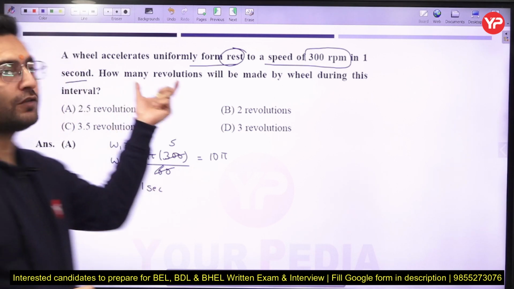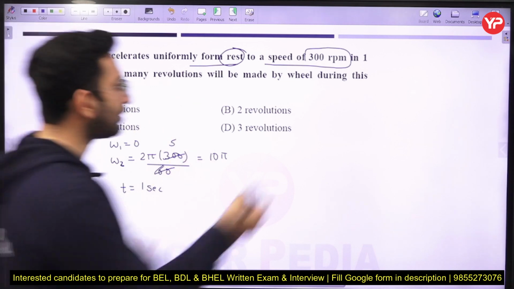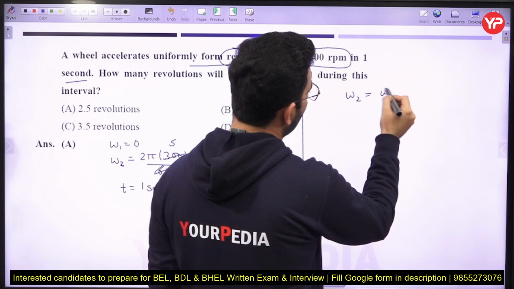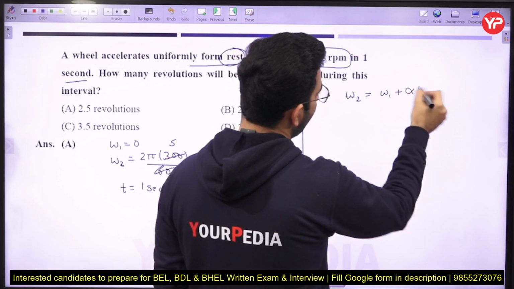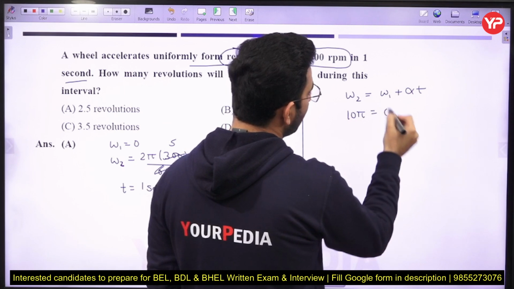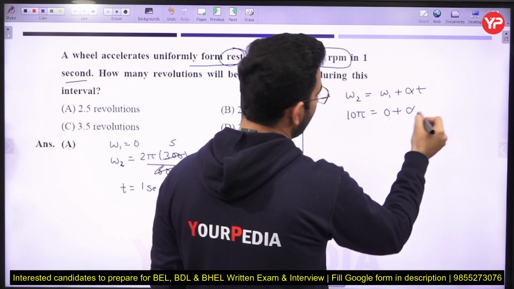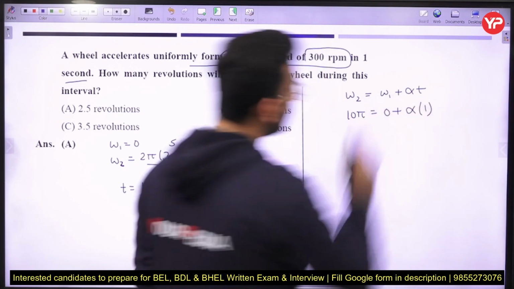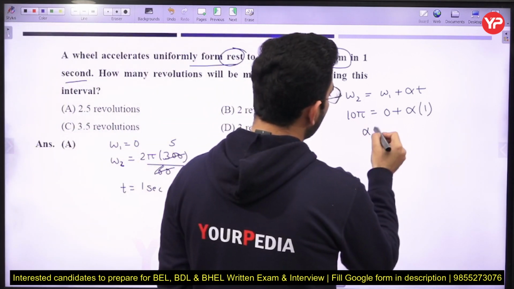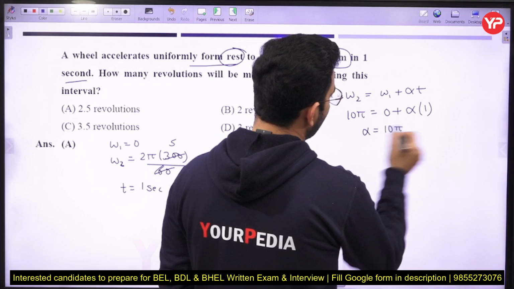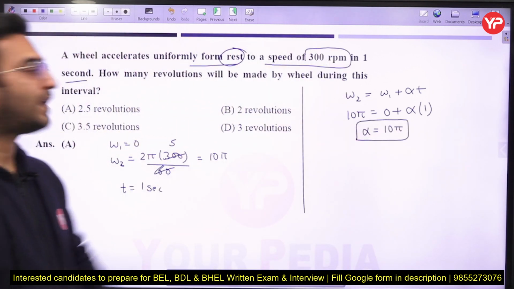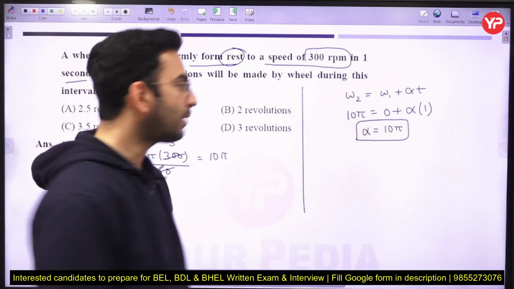So how many revolutions will be made here? If you use a simple expression, I can write omega 2 is going to be equal to omega 1 plus alpha into t, and omega 2 is given to you as 10 pi, omega 1 is 0, alpha you don't know, and the value of time is 1 second. So we can say the angular acceleration is going to be equal to 10 pi in this case. So the wheel is accelerating with an angular acceleration of 10 pi radian per second square.